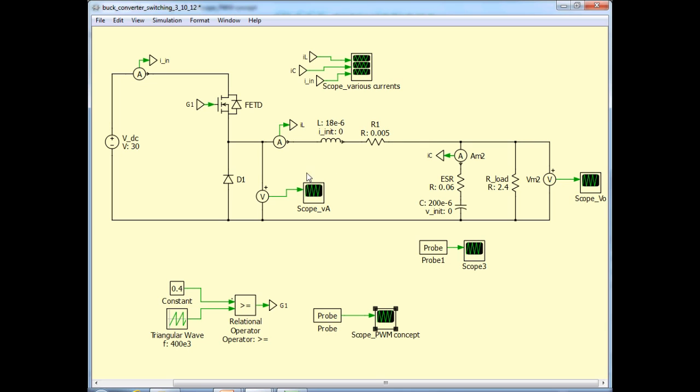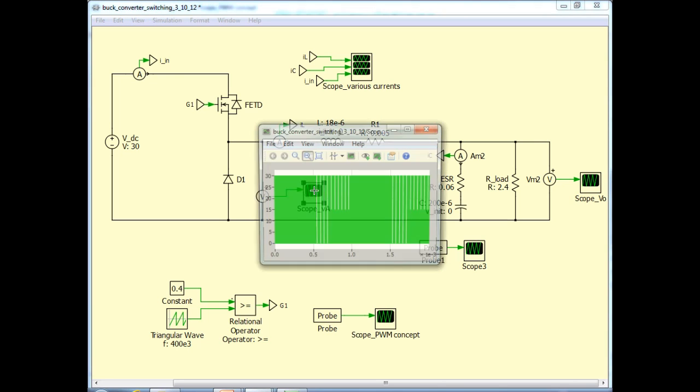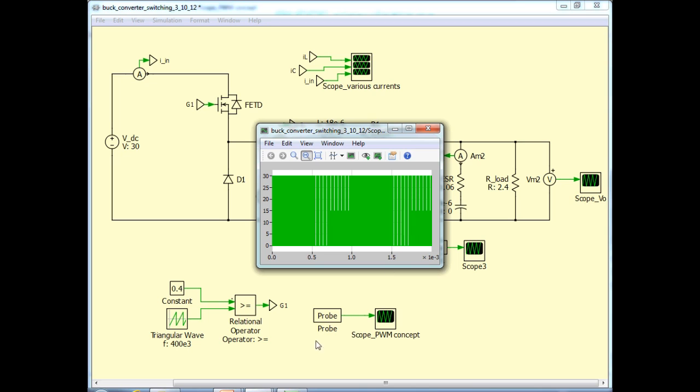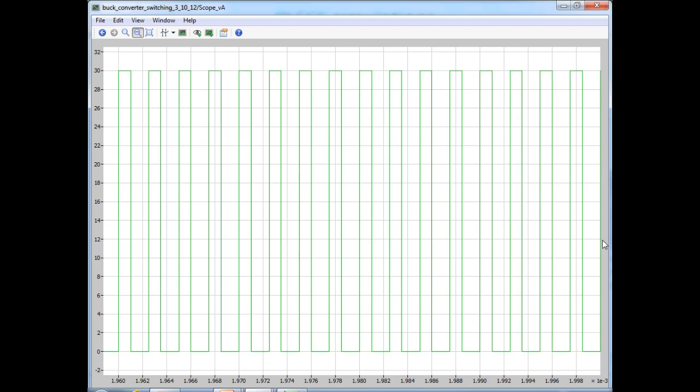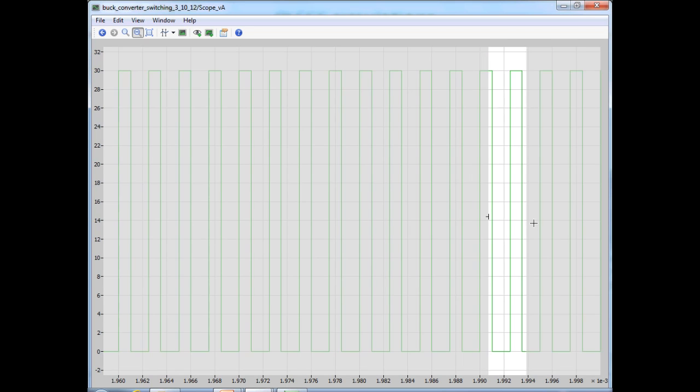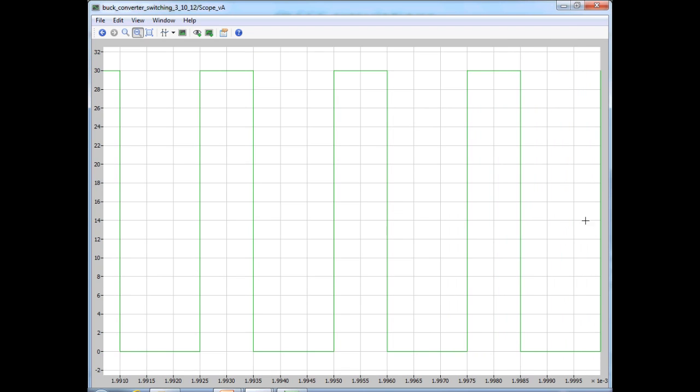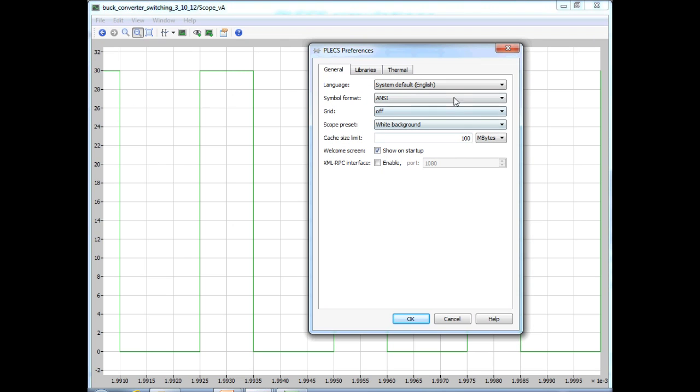Okay, then we will look at the V sub A waveform, which is the switching signal applied to the output LC filter, which is measured by this voltmeter. So again, let me zoom in on the last few periods, probably here. Okay. So again, it's kind of hard to make out. Let me just change the background to black. Let's see if that makes it better.